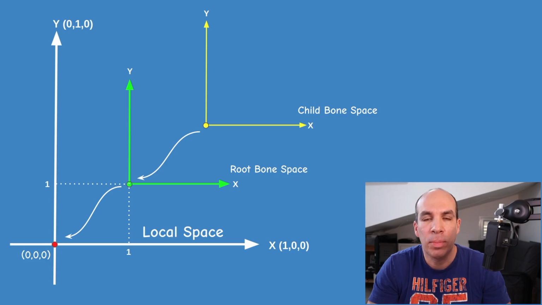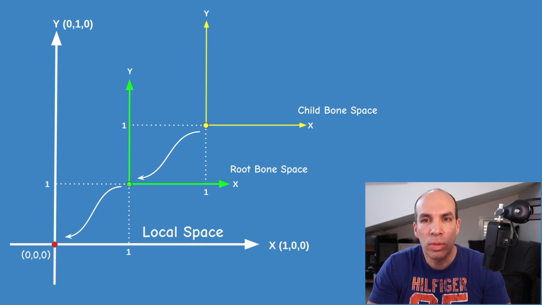Things become a bit more complex when we move from the root of the hierarchy to its immediate children. The bone spaces of the children are defined in reference to the root, rather than the local space. Going back to a 2D example, we can see the root of the hierarchy at 1 on the x and 1 on the y, and the base of the child bone is also at 1 on the x and 1 on the y, but in reference to its parent, which is the root.